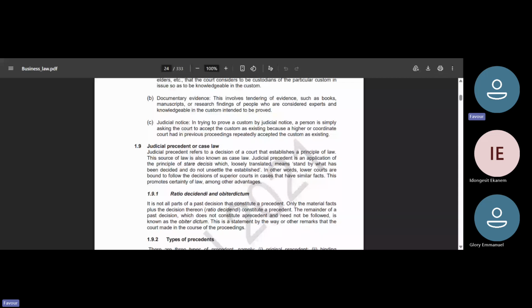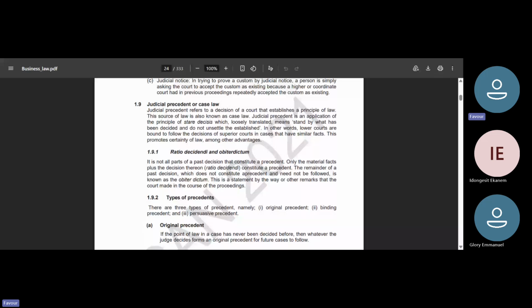So it's basically saying, if a high court has a case that is similar, and you're coming to a lower court, the lower court will use the judgment of the high court and say, okay, this is what has been decided, so we are going to apply it to this case. I don't know if you get what I'm trying to say. So the lower courts are bound to follow the decision of the superior court in cases that have similar facts. This promotes the sanctity of law among other advantages. So there's something called the ratio decidendi and obiter dictum.